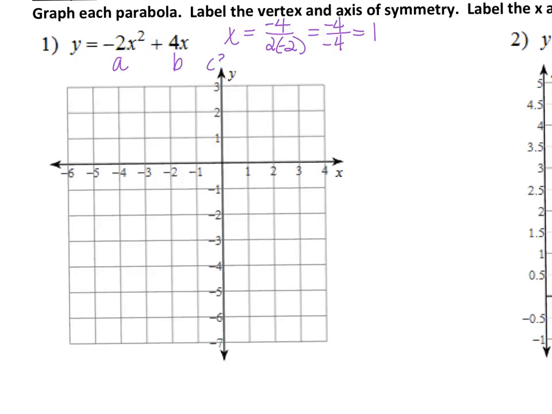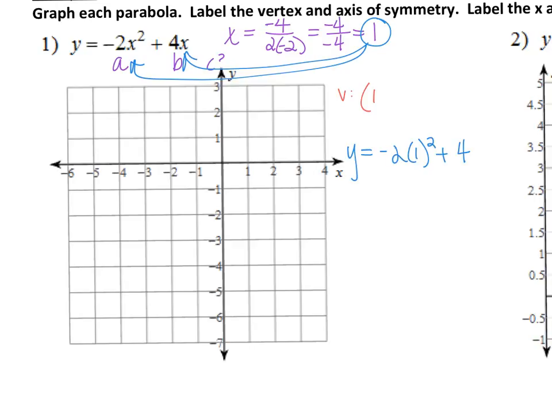Alright, so part of my vertex, if I just want to write it over here, I know my x is 1. Now to find my y, I'm going to take this 1 and plug it back into my equation for every x value. So I'm going to get y equals negative 2 times 1 squared plus 4 times 1. And that reduces to negative 2 plus 4, which gives a positive 2. So my whole entire vertex is 1, 2.